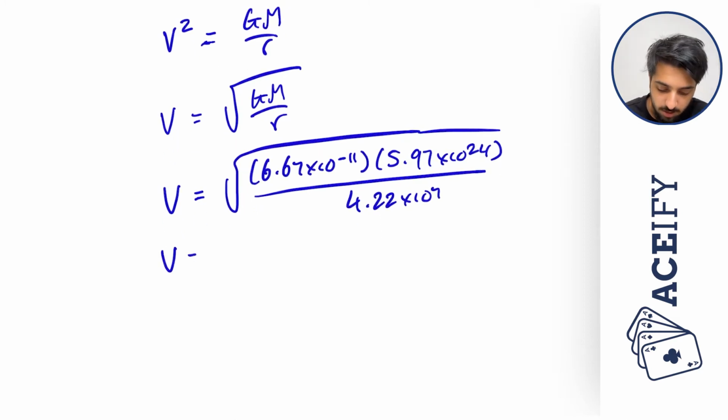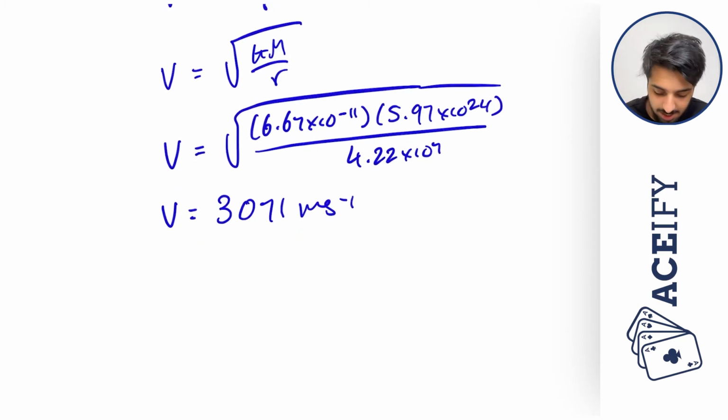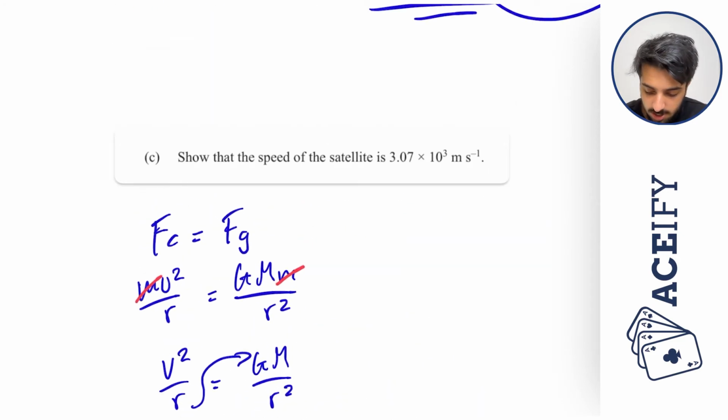And that gives us a velocity of 3,071 meters per second, which is indeed the same thing as saying 3.07 times 10 to the 3 meters per second. And as you can see, that is exactly what we're trying to find.